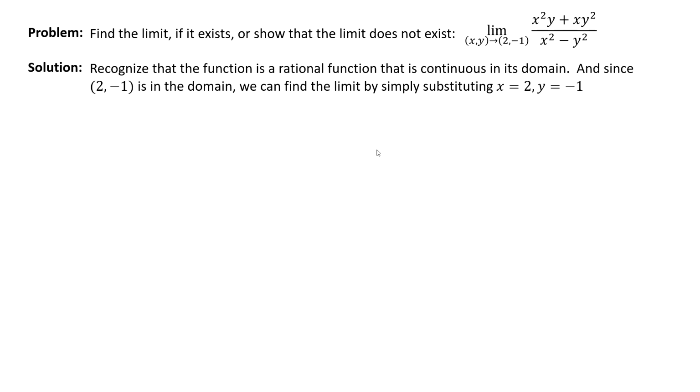Again, why are we so concerned about this continuity? Because in order to find the limit, we can just plug in numbers. Oh, you want to find the limit as (x, y) approaches (2, negative 1)? Plug x equals 2, y equals negative 1. Are you allowed to do that? Yeah, because (2, negative 1) happens to be in the domain of this function. How do you know it's in the domain? A simple technique would be to plug 2 and negative 1 and see if you get something like division by 0 or 0 over 0. If that happens, you say, whoa, that ordered pair is not in the domain. So let's plug.